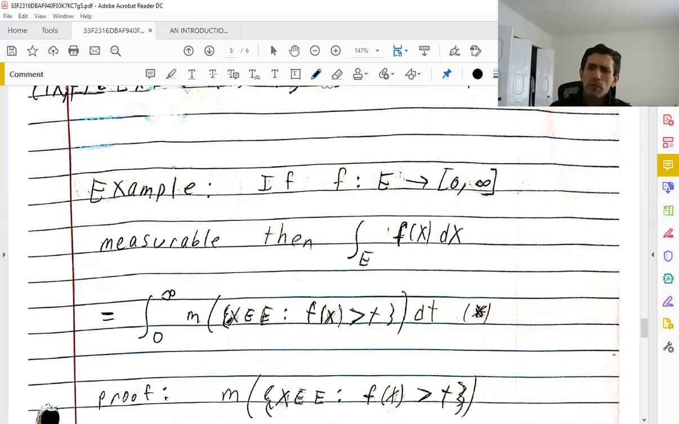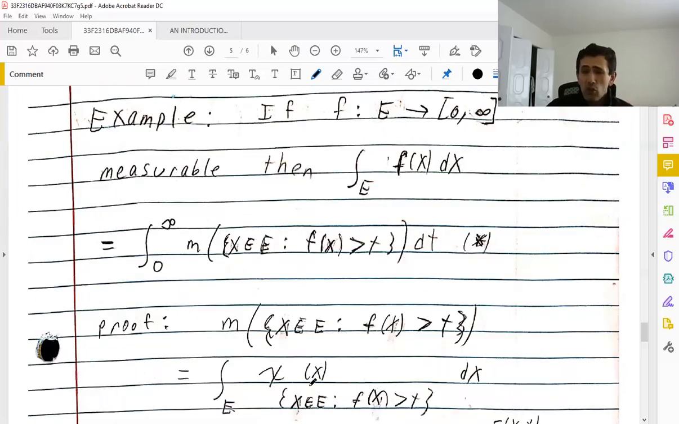Okay, so what's the proof? The proof is a beautiful application of Fubini's theorem, and hence why I'm doing it. So first of all, why on earth does Fubini's theorem have any relevance to this? Well, that should be clear. In particular, I can write the Lebesgue measure of this as the integral of a characteristic function, because I'm just taking the measure of a set. Okay? And that set is x in E such that f of x is bigger than t for fixed t.